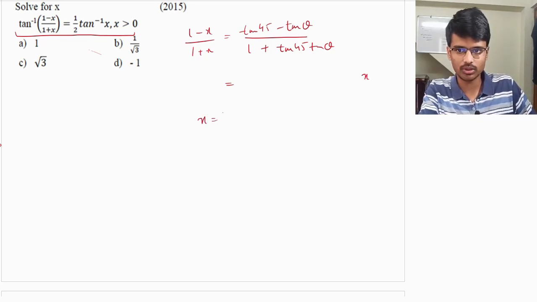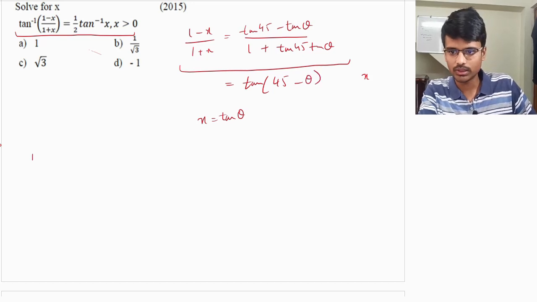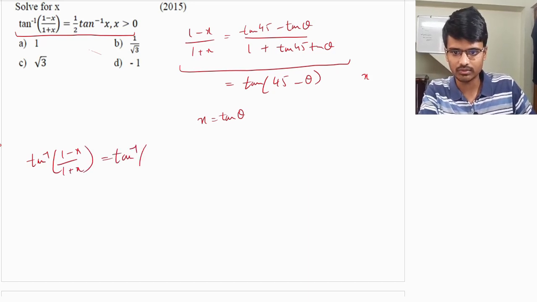If I take x equal to tan theta, I can write 1 minus x by 1 plus x in terms of tan 45. So this is nothing but tan of (45 minus theta). Agreed? So tan inverse of 1 minus x by 1 plus x can be replaced as tan inverse of tan of (45 minus theta), which is nothing but pi by 4 minus theta. 45 in radians, I have written pi by 4 minus theta.